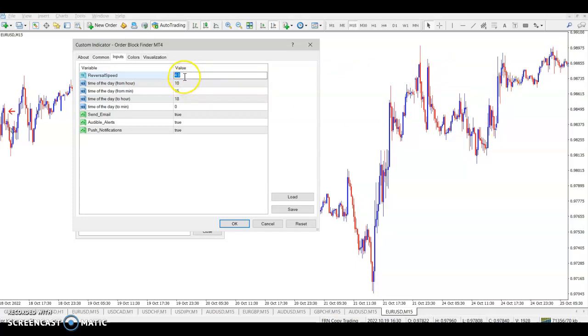If you have it as a higher number, you'll get fewer signals, but there will be much more of an expansion of the price after the order block. And obviously, if you have it lower, then you'll get a lot more signals. They won't be as accurate, so I wouldn't do that.